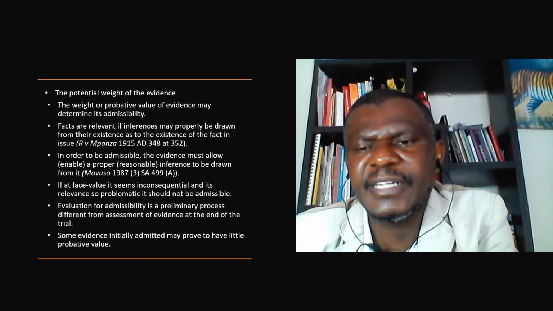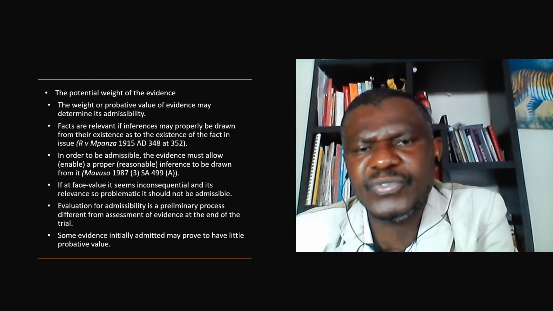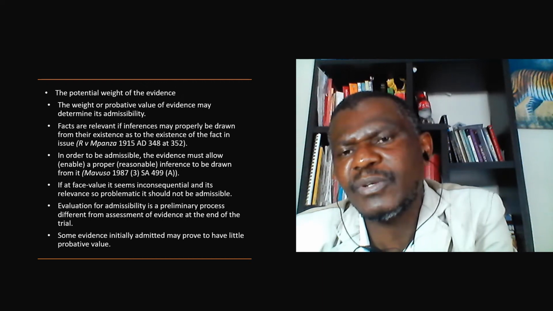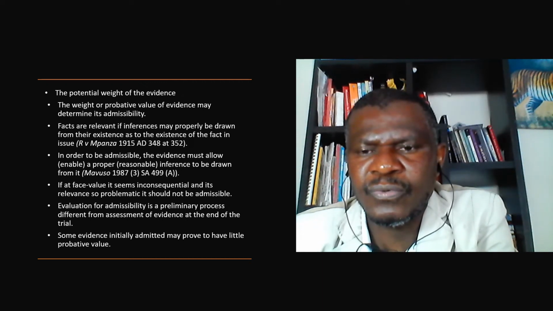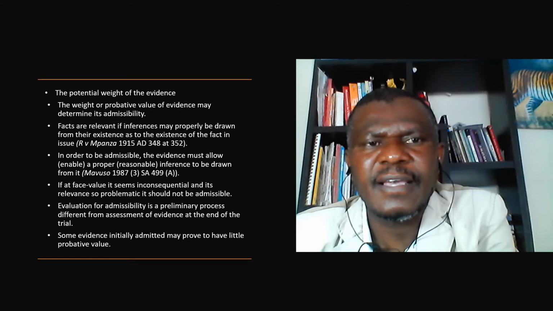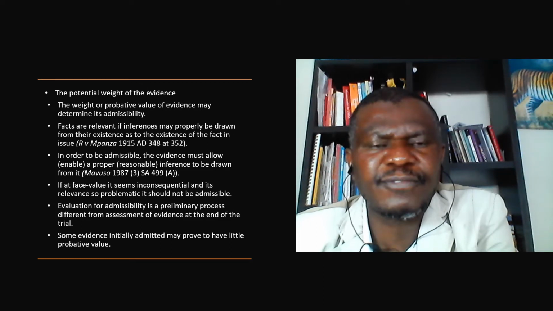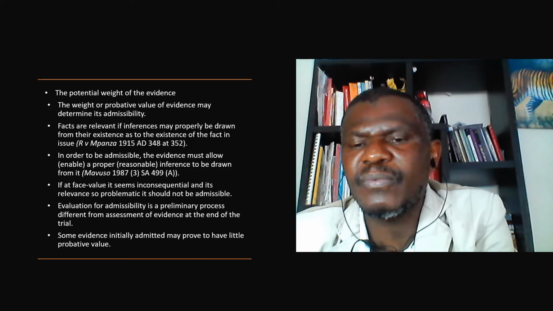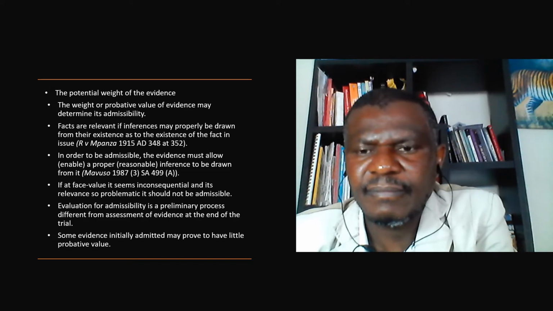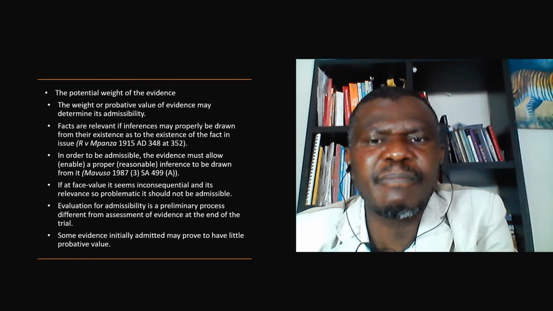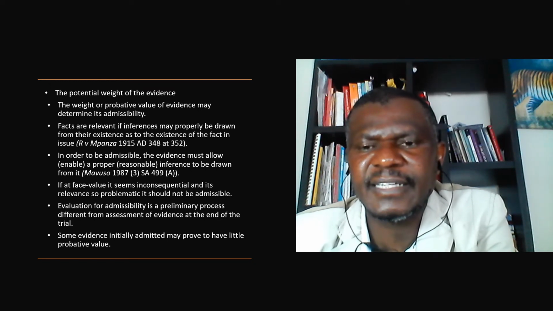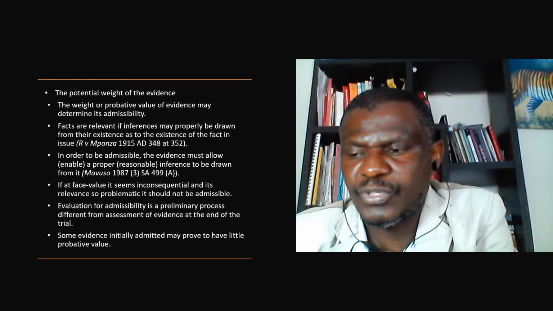Evaluation for admissibility is a preliminary process. It's different from assessment of evidence at the end of the trial. So we must not confuse the two. There is evaluation just for the purposes of determining its admissibility. And then once it is admissible, it will later on be assessed and evaluated at the end for the court to reach a verdict.